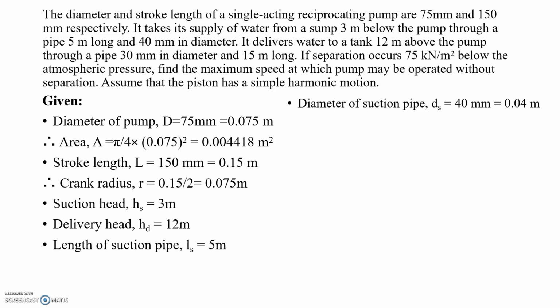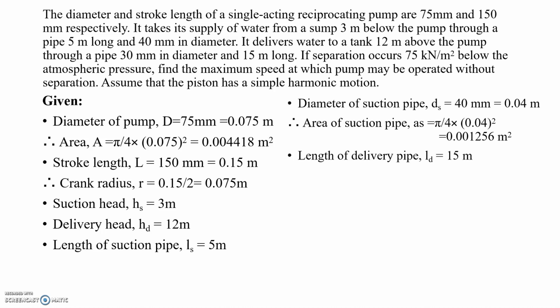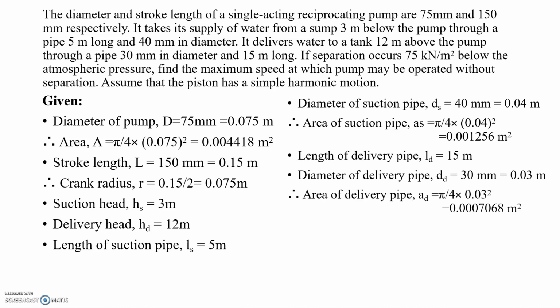the suction pipe, diameter of suction pipe, area of suction pipe AS, length of delivery pipe, diameter of delivery pipe, area of delivery pipe AD, separation head. We have given separation head here as 75 kilonewton per meter square below atmospheric pressure. So we are converting this pressure into pressure head.